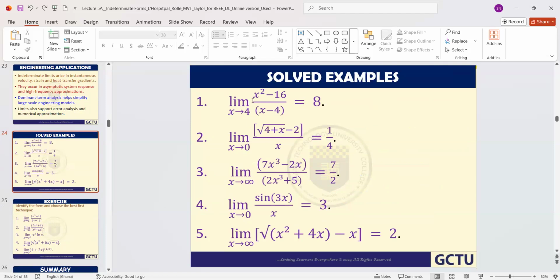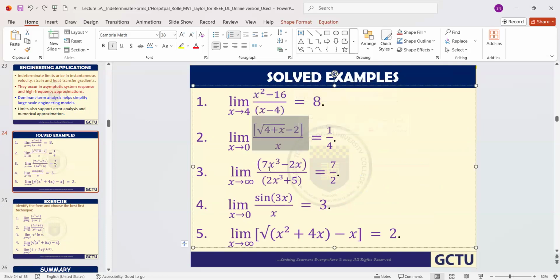So the first one, you use factorization. I hope you can see it. The second one, you use rationalization. The third one, this is a cubic function. So you try and see whether you can factorize. Sorry, the third one, I think you must look at the dominant powers of the polynomial. So x cubed. So you get 7/2. The fourth one, remember, you might get the standard form for sine. So if you can rewrite the denominator as 3x, then you can end up getting the limit.